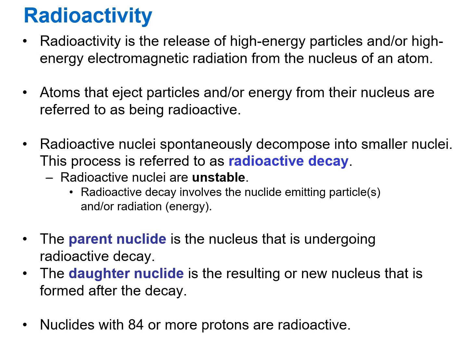Now, nuclides that have 84 or more protons are known to be radioactive. So there's a cutoff point. If you're number 83, you don't count.